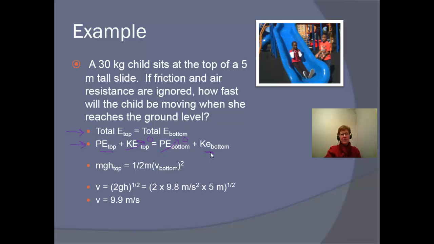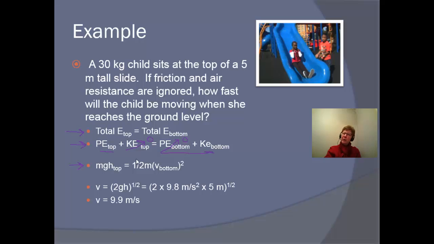Okay, so now if we break it down and look at the equations we need to use to calculate those various quantities, for potential energy at the top of the slide, it's her mass times the acceleration due to gravity times the height at the top of the slide. And I'm going to set that equal to the equation for kinetic energy, 1/2 times the mass times her speed at the bottom of the slide, and that quantity squared. That's the speed that we're looking for.